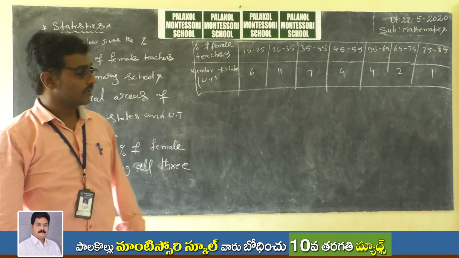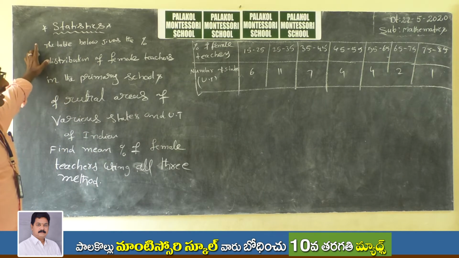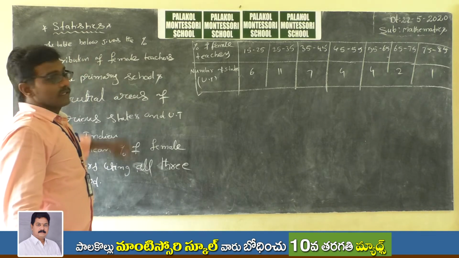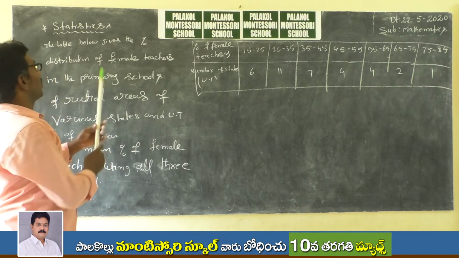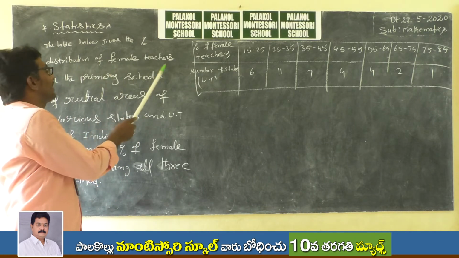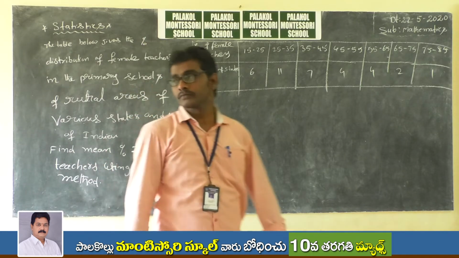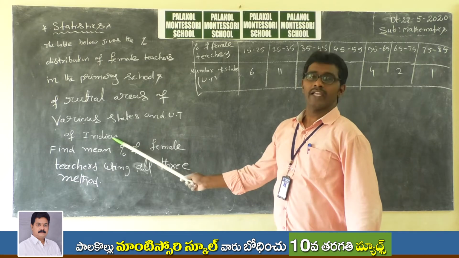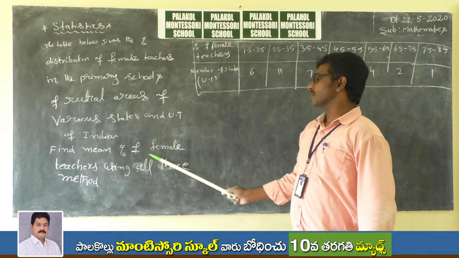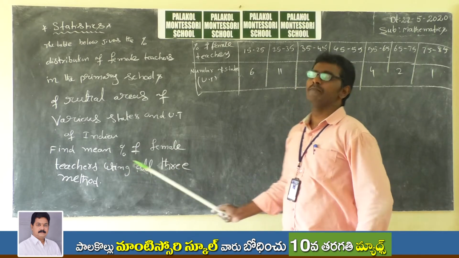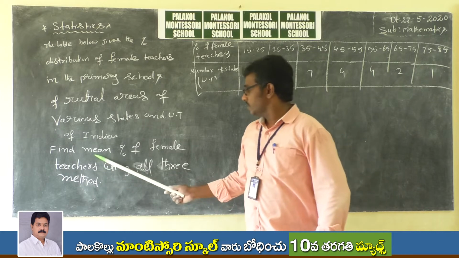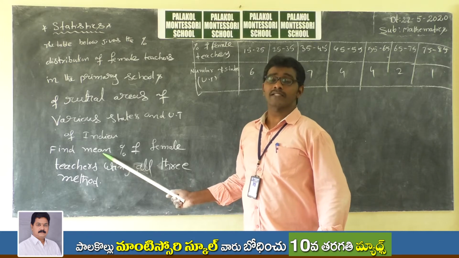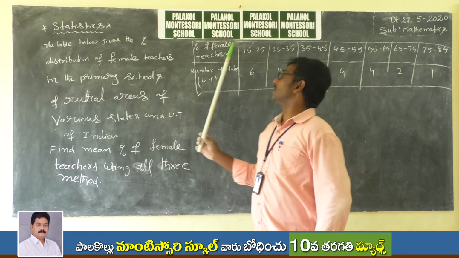Okay. Very important sum. In this sum, 3 methods are included. The table below gives the percent distribution of female teachers in the primary schools of the rural areas of various states or union territories of India. Find the mean percentage of female teachers using all three methods. Each one can be used to find the mean. How many methods are there? Again, it's the 3 methods.